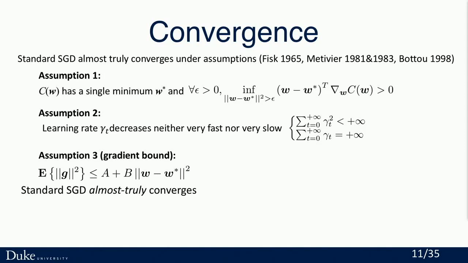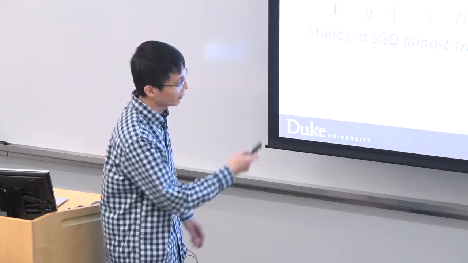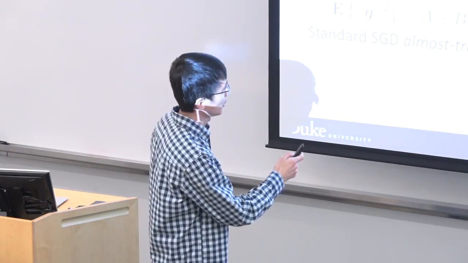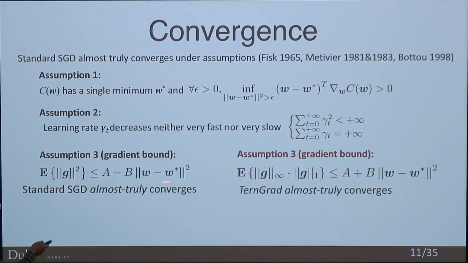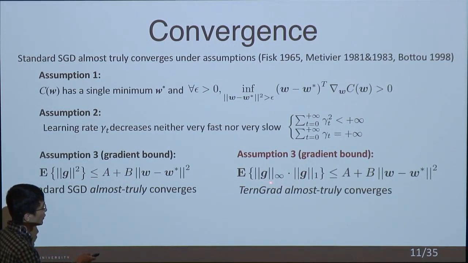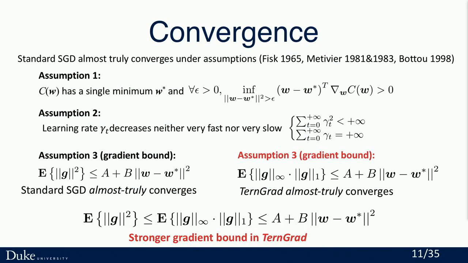Okay, we proved the convergence of TernGrad. And this one is the basic assumption to prove the convergence of standard SGD, so it's standard, it's not ours. To prove the convergence of TernGrad, we do need a little bit stronger assumption on the gradient bound here. In standard SGD, the L2 norm should be bounded, but now we require the multiplication between the maximum norm and the L1 norm to be bounded. This value is always larger than that value, so TernGrad needs a little bit stronger bound.